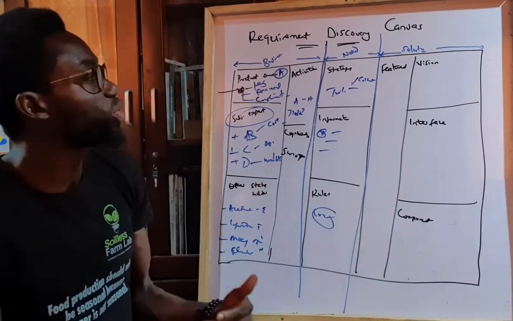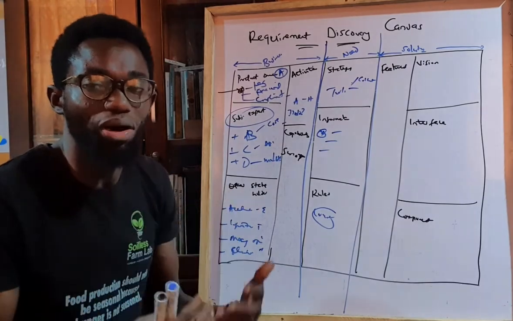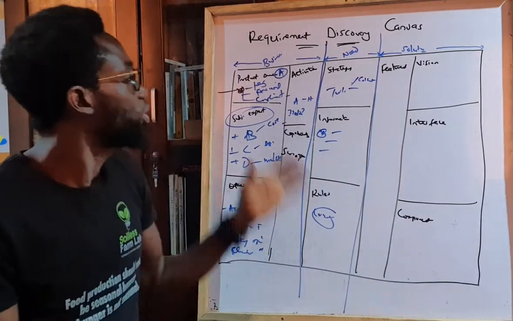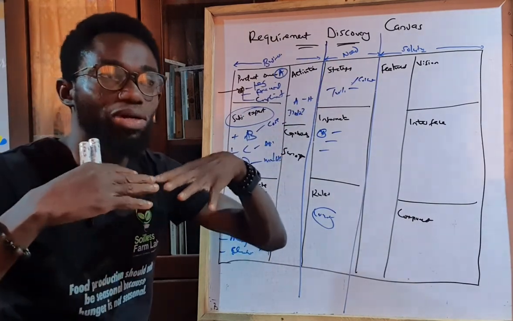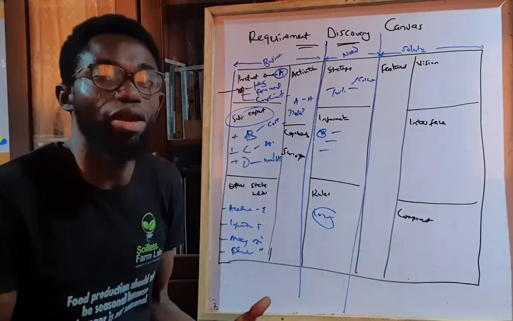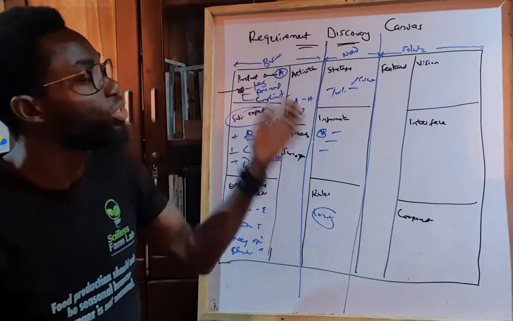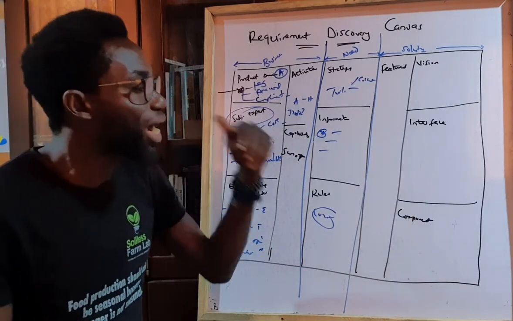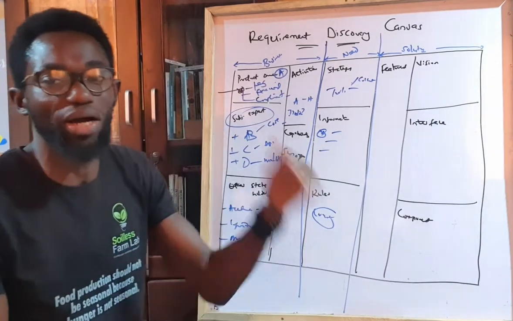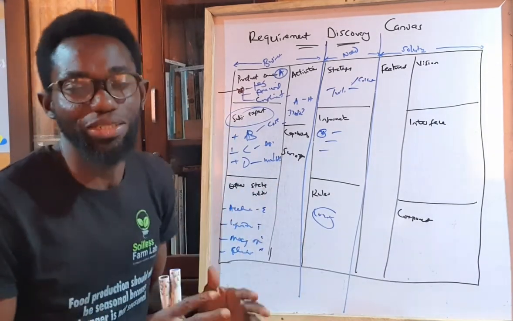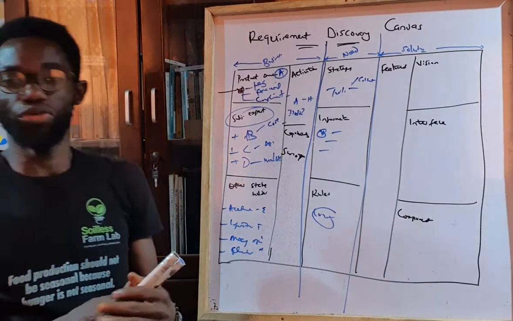So if in 2022 your vision or your work is around developing an app, use this requirement discovery canvas to look at what you are trying to develop, so that at the end of the day you have an app that is actually user friendly and meeting an actual need. I hope this makes sense. Thank you for listening.